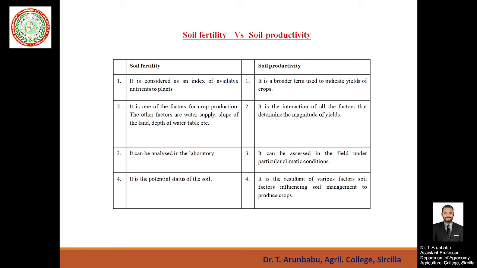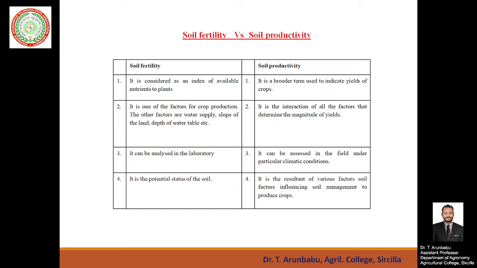So coming to the differences between soil fertility and soil productivity, soil fertility is considered as an index of available nutrients to the plants, whereas soil productivity is a broader term used to indicate yields of crops. And soil fertility is one of the factors of crop production, and the other factors are water supply, slope of the land, depth of the water table, etc. Whereas soil productivity is the interaction of all the factors that determine the magnitude of yields.